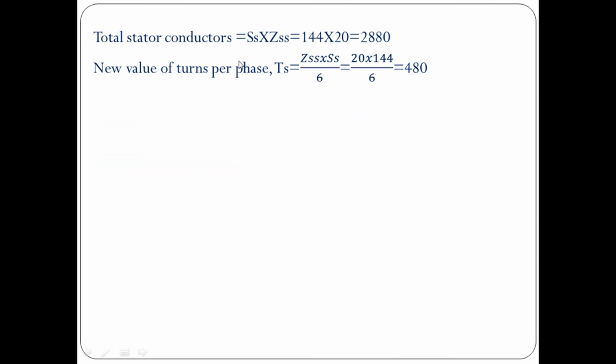Now, the total number of stator conductors is given by SS into ZSS, that is 144 into 20, where 20 is the number of conductors per slot. So you will be getting total stator conductors as 2880. The new value of turns per phase TS is equal to ZSS into SS divided by 6, for a 6 pole machine. So ZSS is 20 and SS is 144, divided by 6, and the new value of turns per phase is 480.